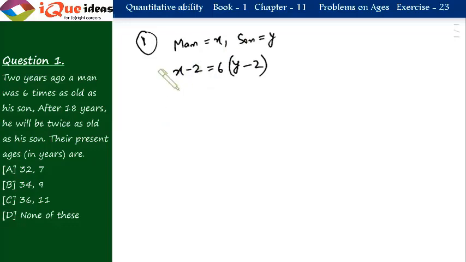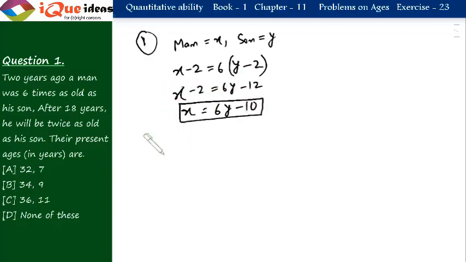That is one relation. If you simplify this, you will get x minus 2 equal to 6y minus 12. So x will be equal to 6y, 2 goes to the other side and gets added, so it becomes 6y minus 10. This is one equation. Now the second equation, it says after 18 years.